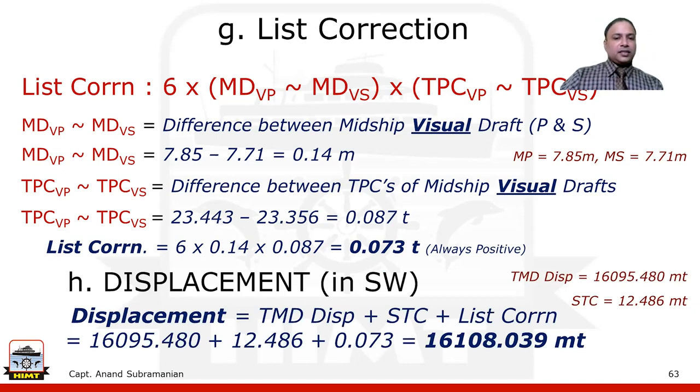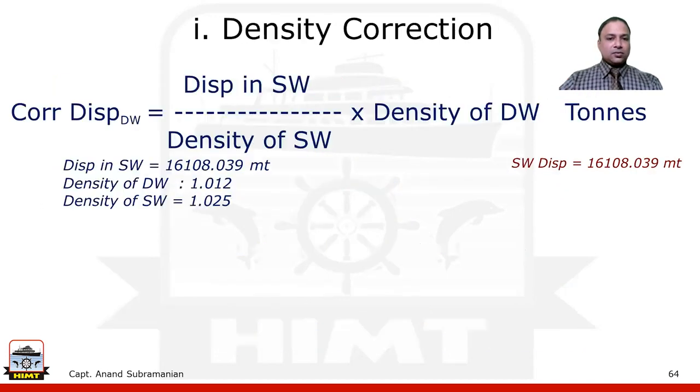Ultimately, we get the final displacement in salt water, which is equal to the true mean draft displacement we got earlier, plus the second trim correction and the list correction. So the final actual displacement of the vessel in salt water is 16108.039 metric tons. The story is still not finished. The ship is not in salt water, the ship is in the dock water. So now we have to apply the density correction.